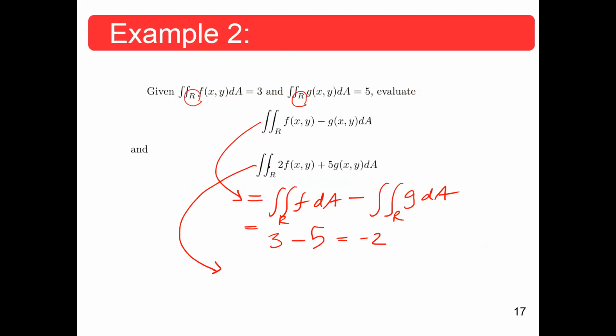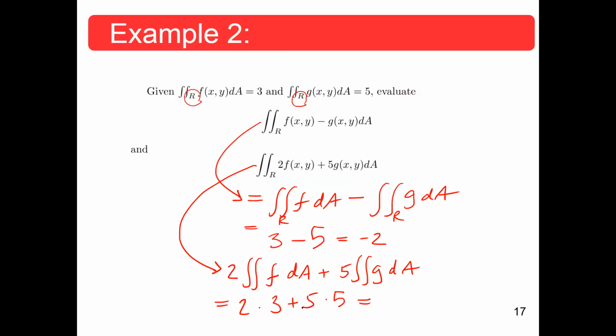Question 2, the integral of 2f plus 5g. If this were a single integral, you can pull out the 2, so it'd be 2 times the double integral of f dA, and you can pull out the 5, plus 5 times the double integral of g dA. Which would be 2 times the double integral of f dA, that's 3, plus 5 times the double integral of g dA, so that is 5. Therefore, I have 6 plus 25, which is 31.